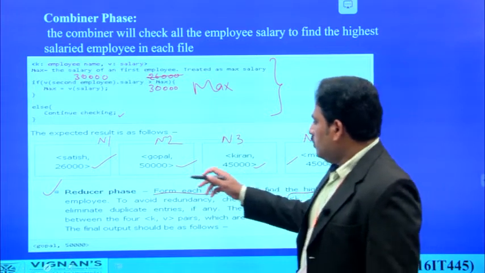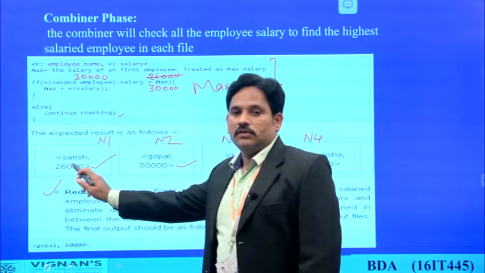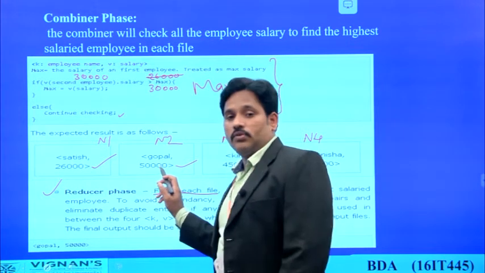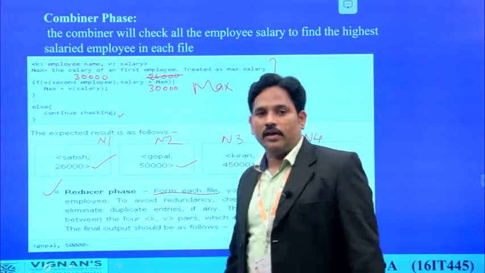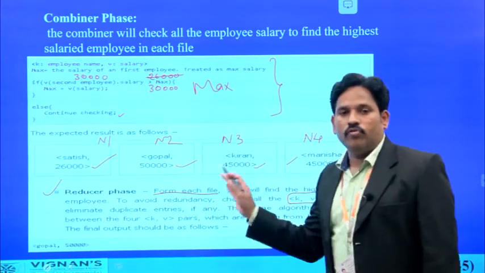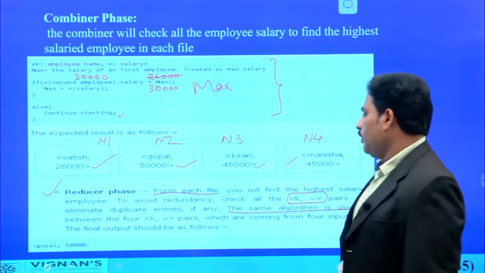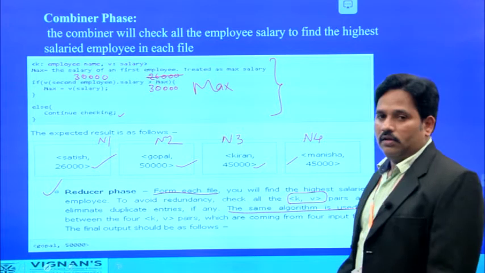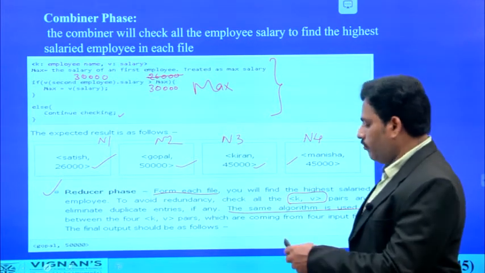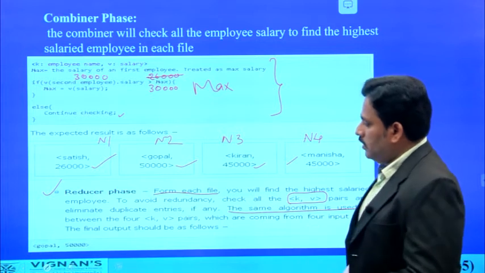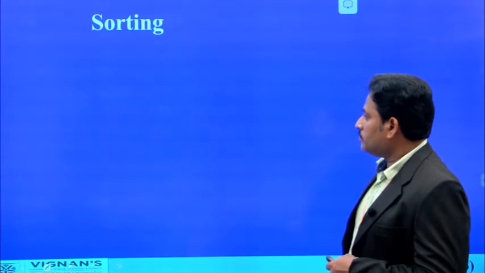That means, let us assume in both records we got Satish 26k. In that case, we have to eliminate one value, but here we are having all 4 unique values, so there is no need. The same algorithm is used between all the 4 key value pairs which are coming from the 4 input files. To eliminate duplicates, we apply the reducer phase.